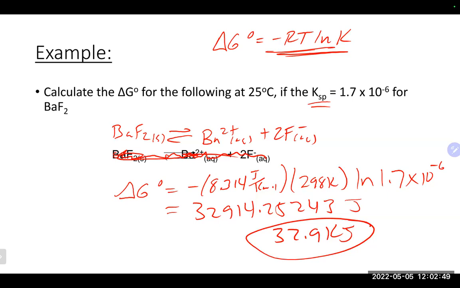Do these two numbers agree, the K value and our delta G? They do agree with each other, right? We have a very small K value like we would expect with the KSP, which means we're mainly sitting out on the reactant side, which means with a positive delta G, we would expect mainly reactants and it not being really spontaneous. So it's kind of just staying there on the reactant side. So again, each of those things do agree with one another.